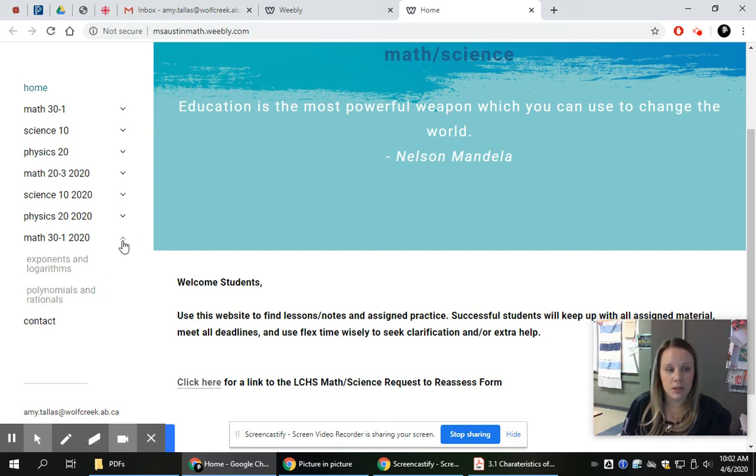So click on the drop down arrow. If you click on Math 30-1 alone, it won't take you to the right place. You have to click the drop down menu and go to the unit.